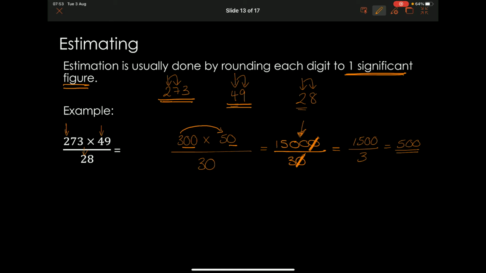So that's how estimation works. If you get a question like that, make sure you listen in the exam when they say estimate. People just literally sit there and do 273 times 49 and then divide it by 28. You'll be there forever. So listen to what they're saying. Estimation means rounding.